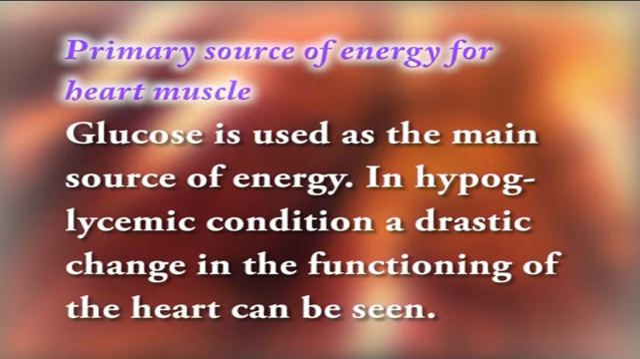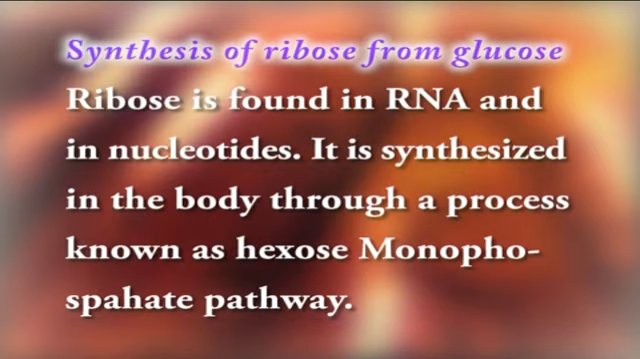Carbohydrate as the primary source of energy for heart muscle. Glucose is used as the main source of energy. In hypoglycemic conditions, a drastic change in the functioning of the heart can be seen. Carbohydrate as the source of synthesis of ribose. Ribose is found in RNA and in nucleotides. It is synthesized in the body through a process known as hexose monophosphate pathway.